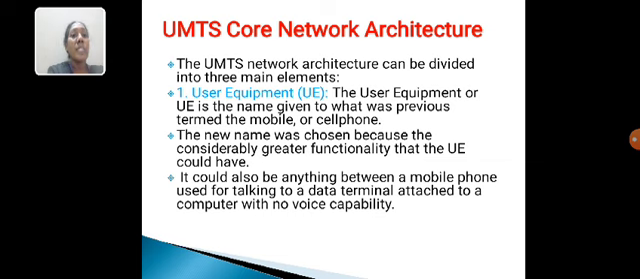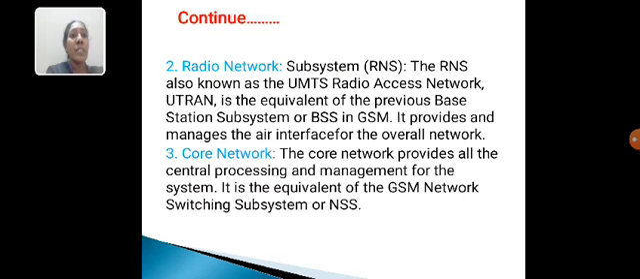The UMTS network architecture can be divided into three main elements. User equipment. The user equipment, or UE, is the name given to what was previously termed the mobile or cell phone. The new name was chosen because of the greater functionality that the UE could have. It could be anything between a mobile phone used for talking to a data terminal attached to a computer with no voice capability.